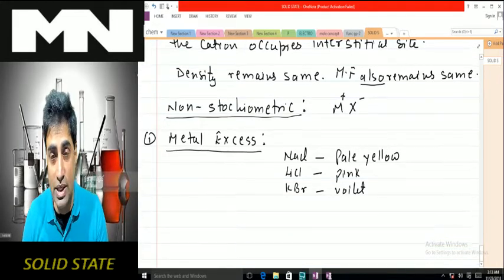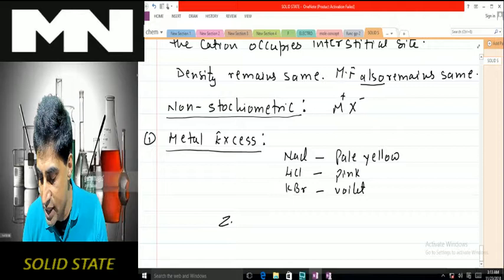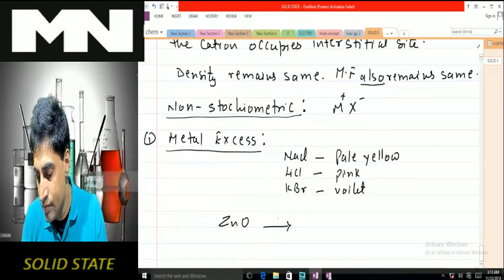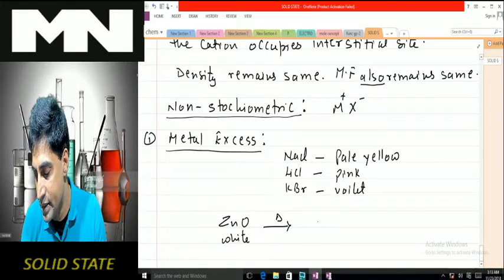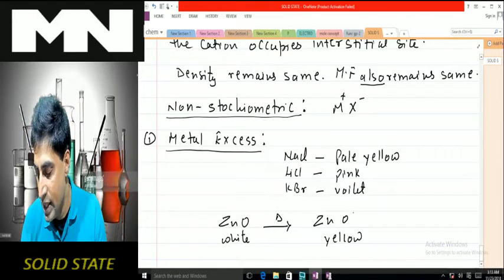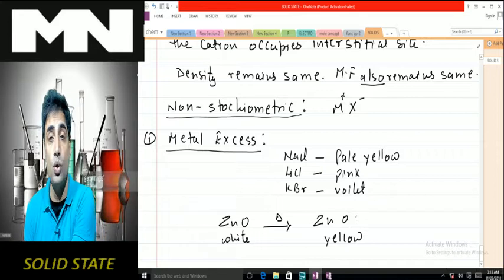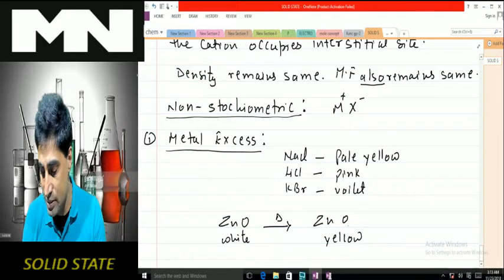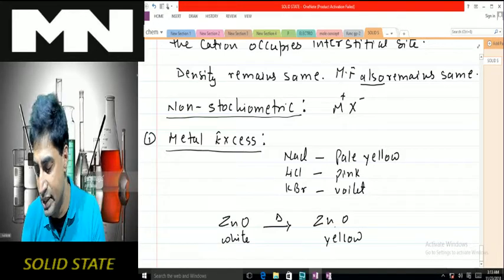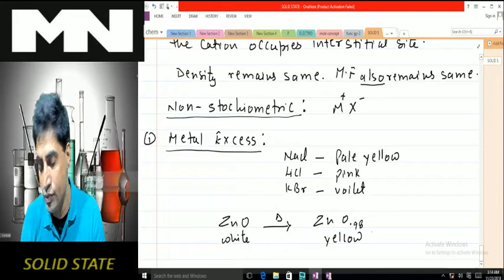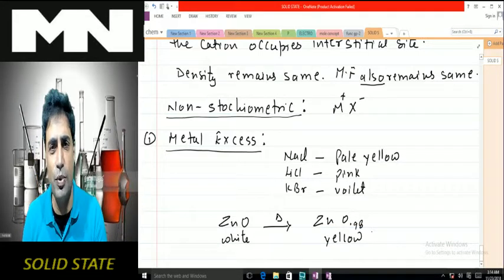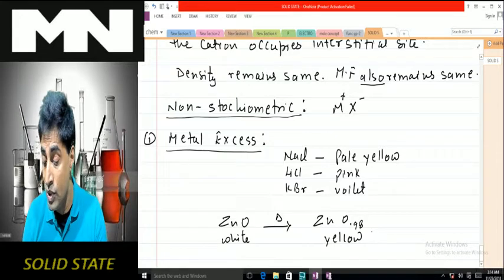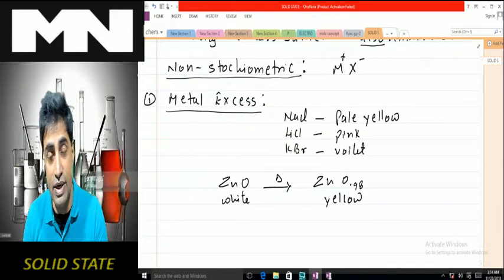I give you one more example. Suppose I have got zinc oxide, ZnO. This is a white color crystal. If I heat it, it will acquire a slightly yellow color. And in that, the ratio of metal to non-metal, oxygen now is lesser. Initially you have 1:1 ratio. Now say it has got 1:0.98, 0.96, 0.99, 0.97, but it is not a 1:1 ratio. So here also it is acquiring color because of F center electron.